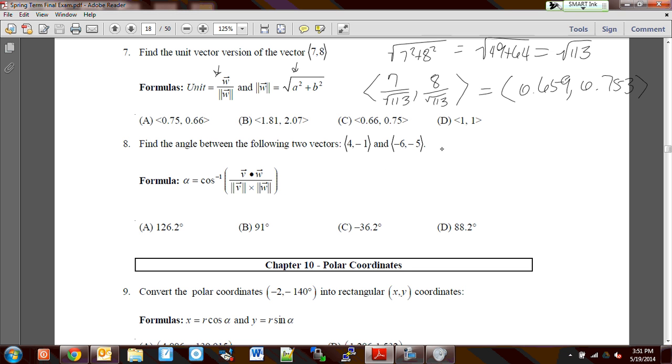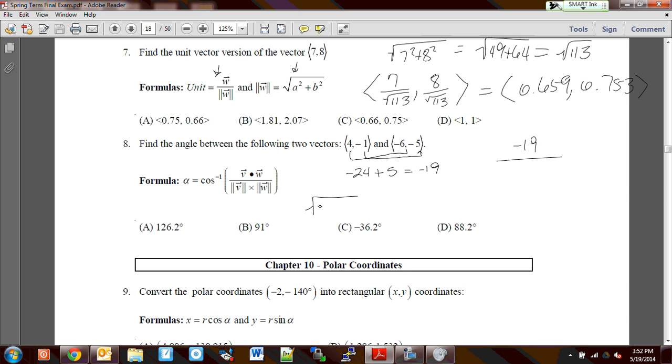Now the angle between 2 vectors, we're going to use this formula here. We're going to do the dot product. Remember, the dot product is simply you multiply the a's together, you multiply the b's together, and then you add the numbers together. So our dot product is going to be 4 times negative 6, which is negative 24, plus negative 1 times negative 5, which is 5. So that's going to give us, what, negative 19. And so let's see, negative 19 over, now it's the product of their magnitudes.